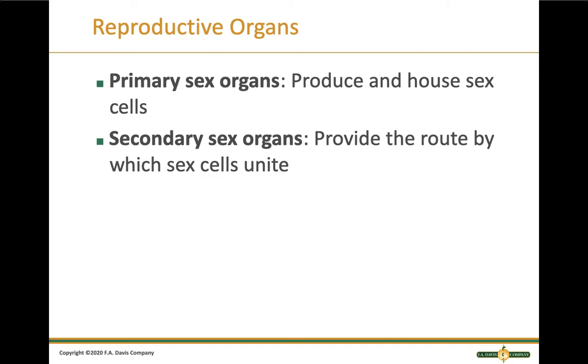So first we need to know the difference between primary and secondary sex organs. Primary sex organs produce and house the sex cells, so that would be the testes in males and the ovaries in females. The secondary sex organs provide the route by which the sex cells unite, so like the vas deferens and the urethra in males, or the fallopian tubes or uterus and vagina in the females.